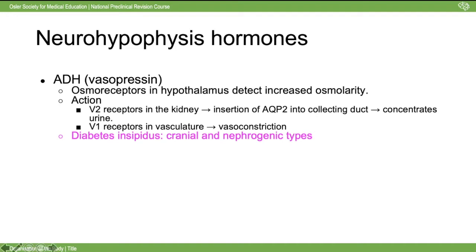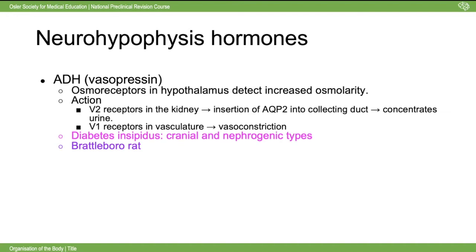In the nephrogenic type, the problem's in the kidney. So a good example to remember is lithium, which is a drug used to treat depression and bipolar disorder. And lithium has quite a narrow therapeutic index, so it can quite easily damage the kidneys. And so in nephrogenic diabetes insipidus, you're able to produce ADH, but it's just not having an effect on the kidney. And it can be brought on by lots of other things as well, but a good one to remember is lithium.